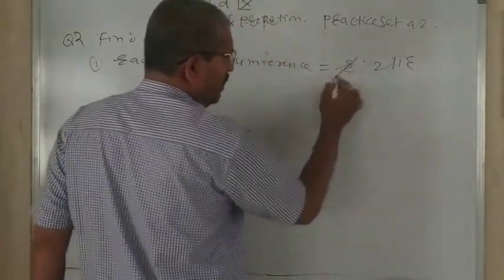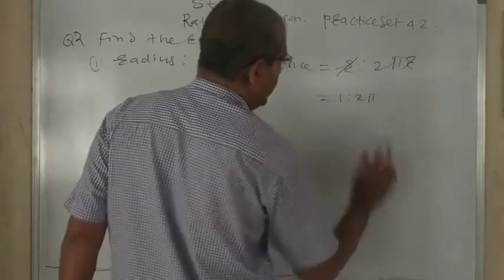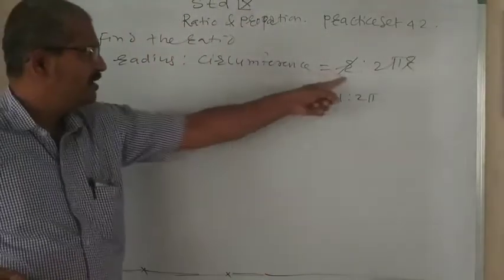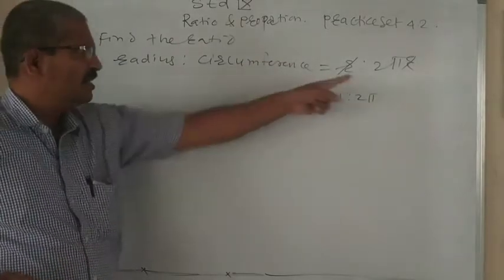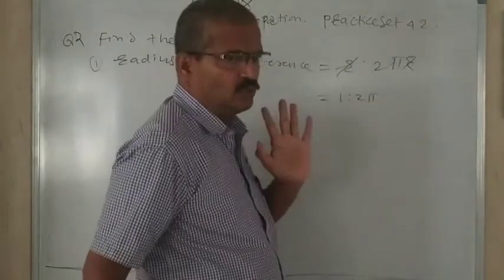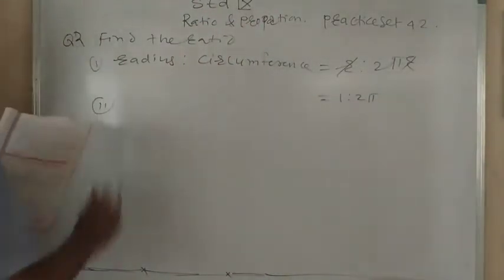So what will happen? r cancelled and 1 as to 2 pi is the answer. Understand? The radius of the circle means r, as to circumference means 2 pi r. Radius cancels, 1 as to 2 pi. Now the second question, how to solve it?